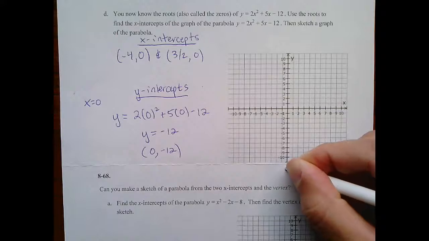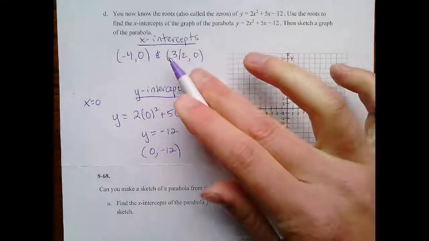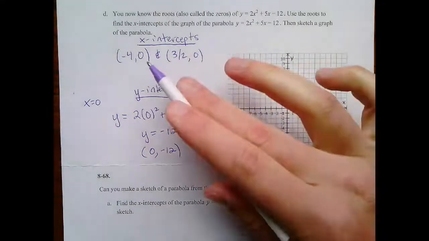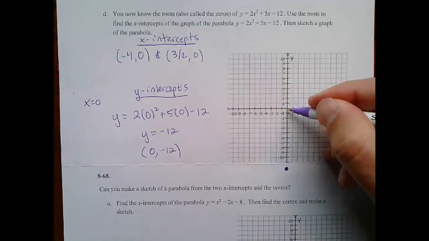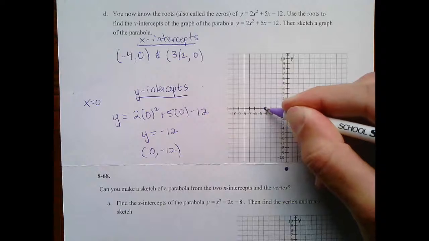All right. Again, I need the x-coordinates in order to sketch. What are the x-coordinates or the x-intercepts? Negative 4, 0. So starting at the origin, would you move right or left? Well, since x is negative 4, you'll move left. Since the y-coordinate is 0, you don't move up or down at all.